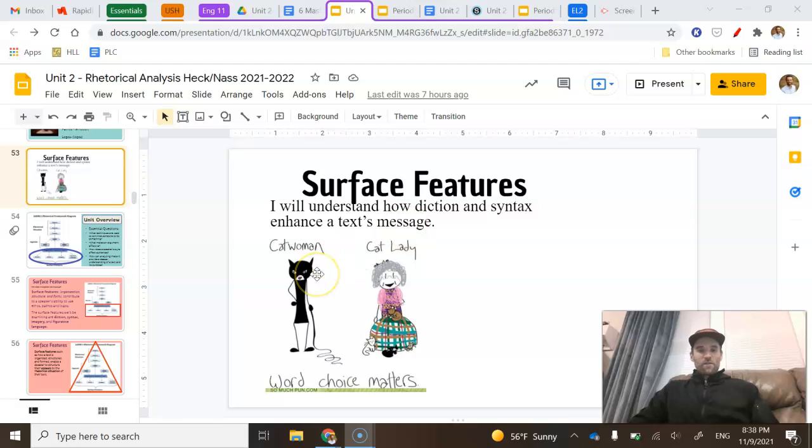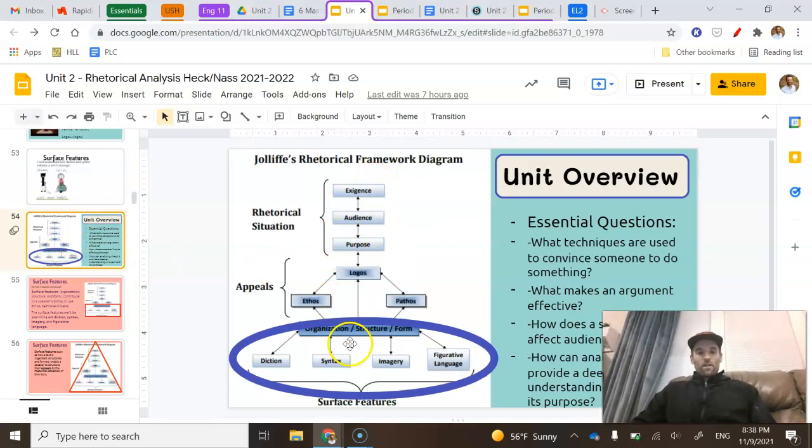Today we're talking about surface features, and this is diction and syntax. Those are the two words that we're going to focus on for this lesson. So, word choice matters. Check out the difference between Catwoman, the superhero, and Cat Lady, an old lady who likes cats. Right? Catwoman, cat lady, word choice matters, even if it's just the difference between woman and lady in this case. Let's check out our framework and see where we are.